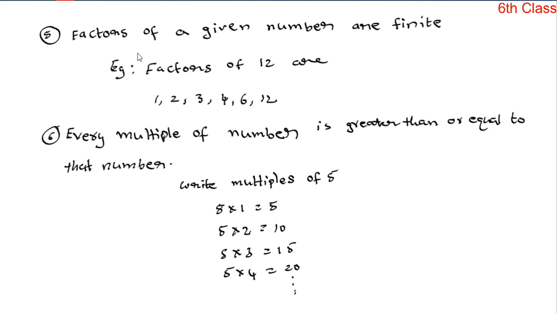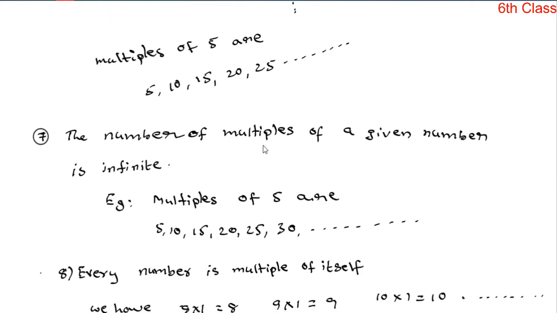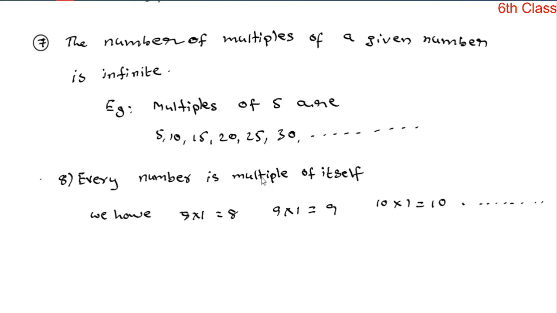Fifth property: factors of a given number are finite. Sixth property: every multiple of a number is greater than or equal to that number. Seventh, the number of multiples of a given number is infinite. Eighth, every number is a multiple of itself. These are the properties of factors and multiples.